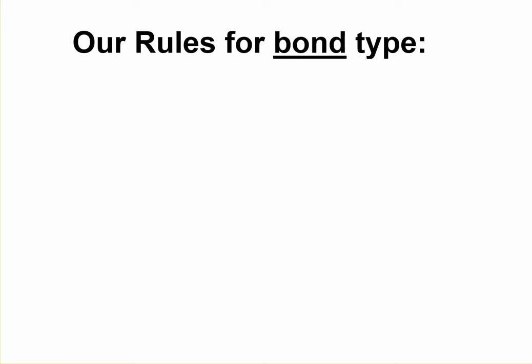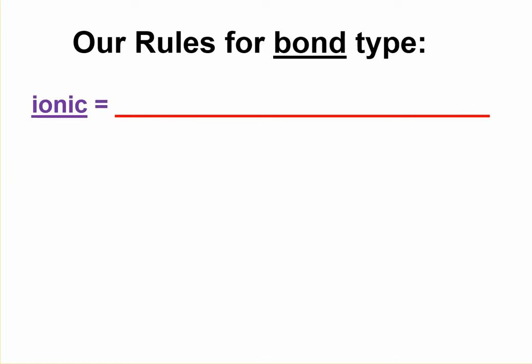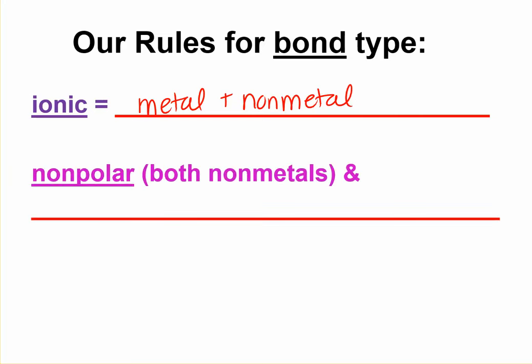So these are the rules that we're going to use to determine the bond type. We've used some of these already, but we need to get down to polar and nonpolar. So ionic, what we've learned before, that's if you have a metal and a nonmetal bonding. And that will be in another lesson. We'll consider it nonpolar if both of the atoms are the same element, or if the bond is carbon to hydrogen.